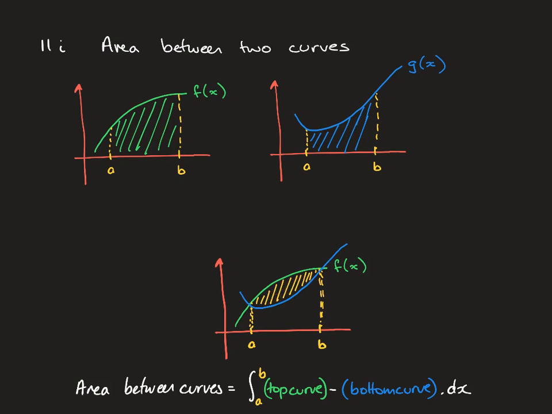And so the area between curves is the integral between the two points where the curves are crossing, so our two intersection points here and here. And it always needs to be the top curve minus the bottom curve. So we would have the formula for the top curve here, minus the formula for the bottom curve.